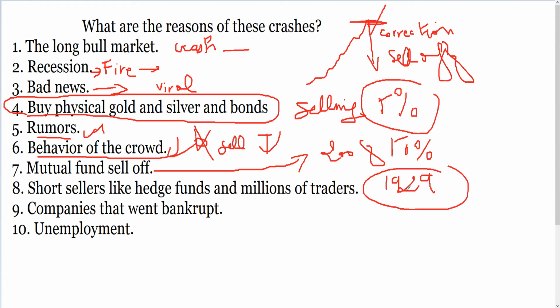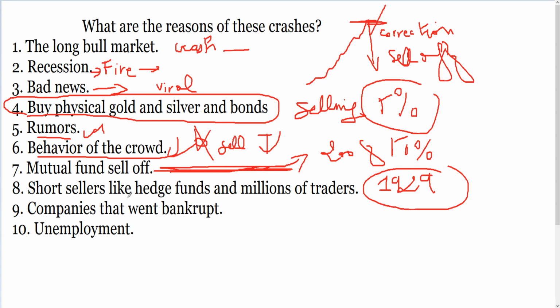At that time, there were no rules here. Mutual funds could sell whatever they had. No one would stop them. But right now, there are rules that stop these guys from selling everything. Because if they sell everything, the market will crash.